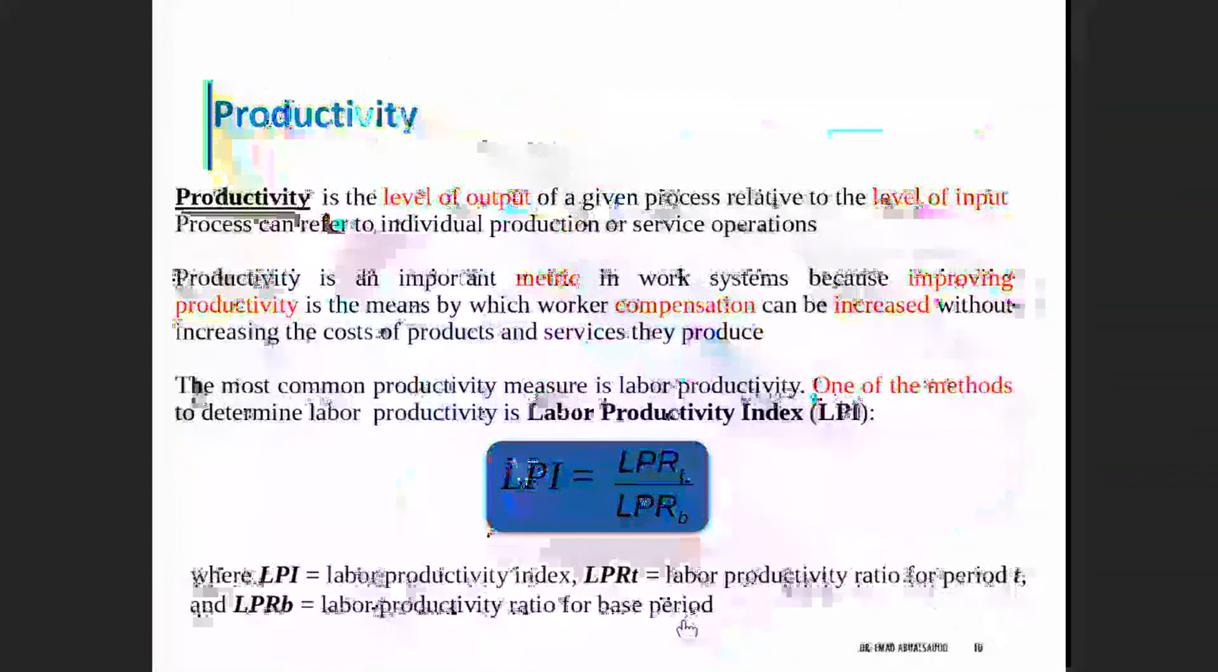So you measure the labor productivity of now, for time T, and when I say now, it doesn't have to be the current year. It can be comparing 2001 to 1999. Both of them are in the past of when I'm giving this lecture, but one of them is considered to be T and the other is considered to be the base period. So LPRT is the recent time, and LPRB is for the base time that you measure against.